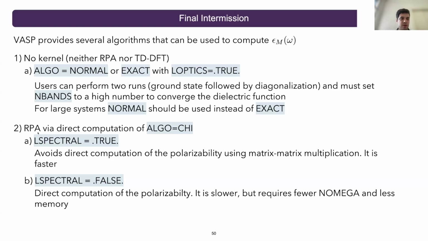If you want to run an RPA calculation, you can set ALGO equals to CHI, and you'll have two options, setting LSPECTRAL equals to true or false, where true avoids the direct computation of the polarizability using a matrix multiplication, and it's faster. And in the case of setting it to false, you'll perform a direct computation of the polarizability. And while slower, it will require fewer frequencies and less memory.